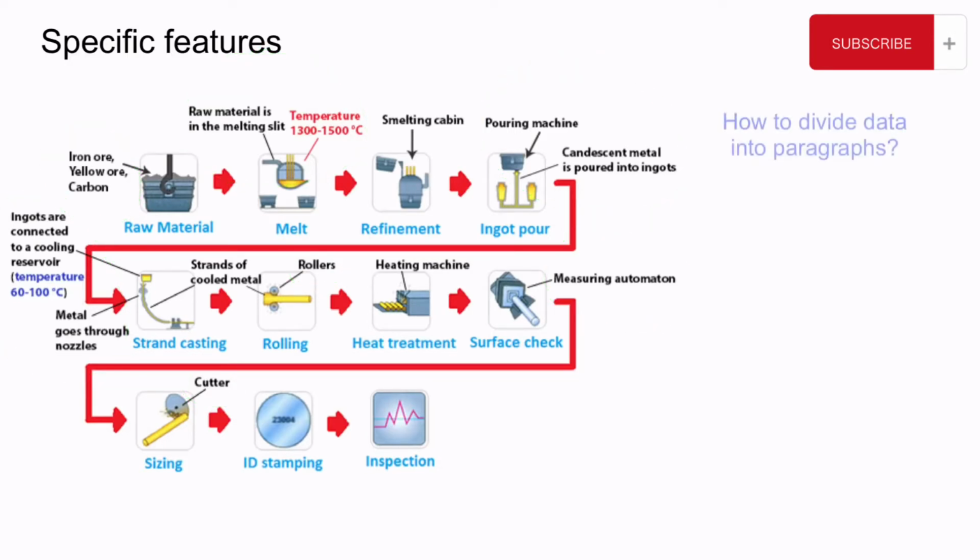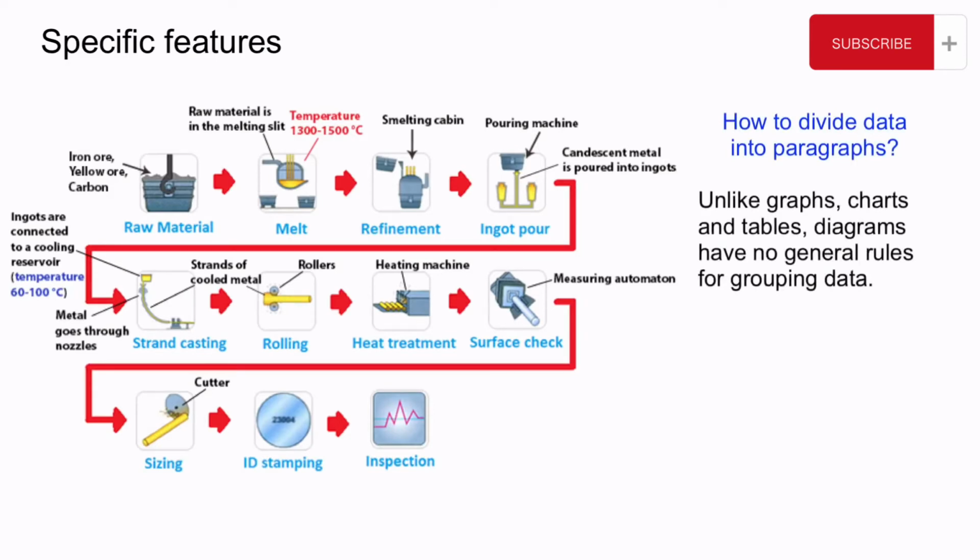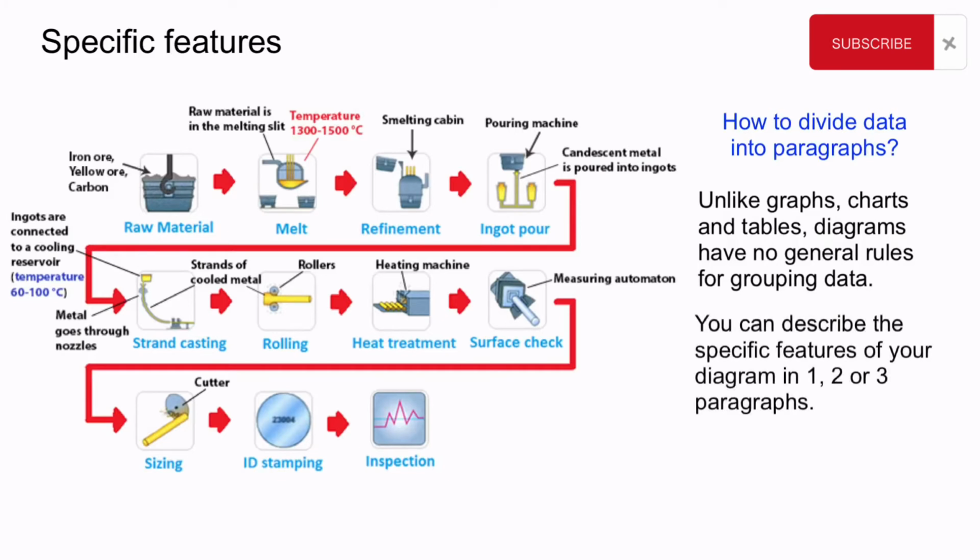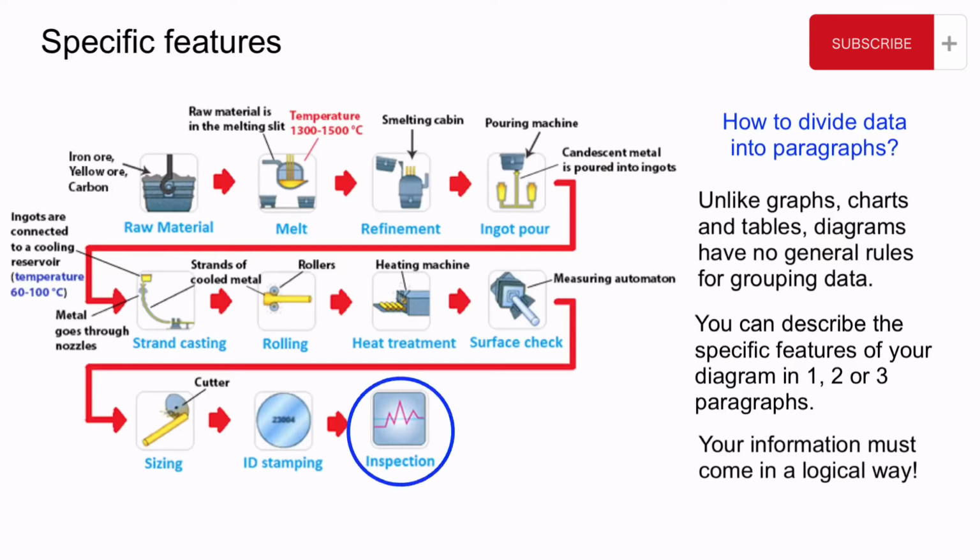You may wonder how to divide data into paragraphs while describing a diagram. Well, unlike graphs, charts, and tables, diagrams have no general rules for grouping data. In fact, you can describe the specific features of your diagram in 1, 2, or 3 paragraphs, grouping the information into paragraphs the way you prefer. But remember that you should describe the stages of your process sequentially. That is to say, it's a bad idea to start with the last stage, then write about the third stage, then describe the first stage, and so on. Your information must come in a logical way.